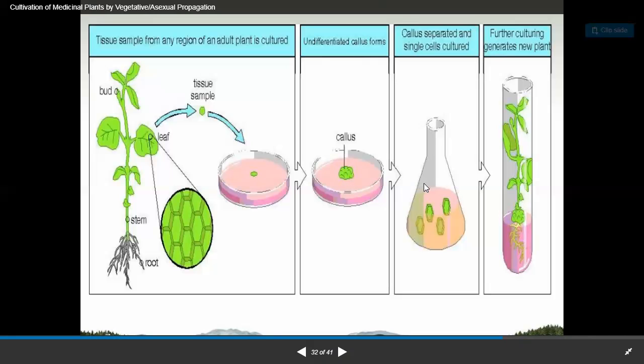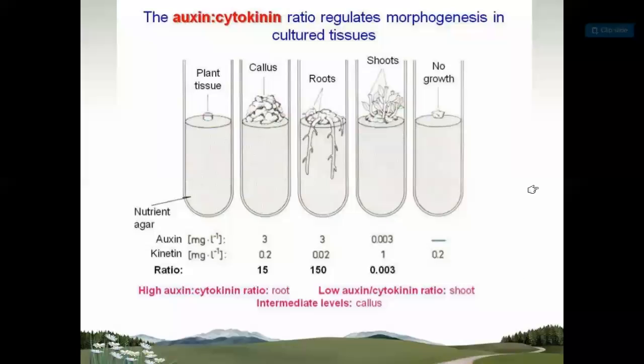Then again we transfer it, the callus is separated and single cell cultured, right? We need to separate it, and then go for single cell culture in the medium in the conical flask. Then we transfer it into a test tube, right? Further culturing generates a new plant, and it will start developing roots. You can see here roots are developed, and at the same time leaves and stems are also growing out, right? Then it goes on to the next plant.